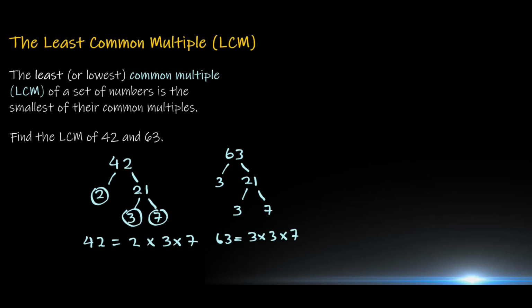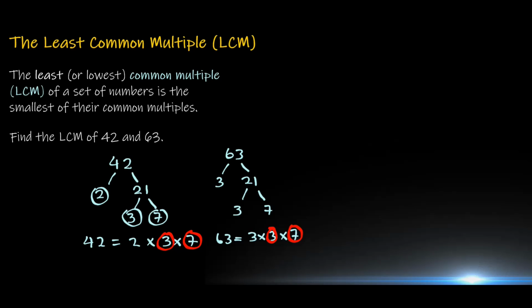What I then want to do is circle where numbers overlap in 42 and 63. So I have as an overlap 3 appearing in both, and 7 appearing in both 42 and 63. To make it easier to work out what the lowest common multiple is, it is advisable to draw a Venn diagram to show where numbers overlap and where they don't.